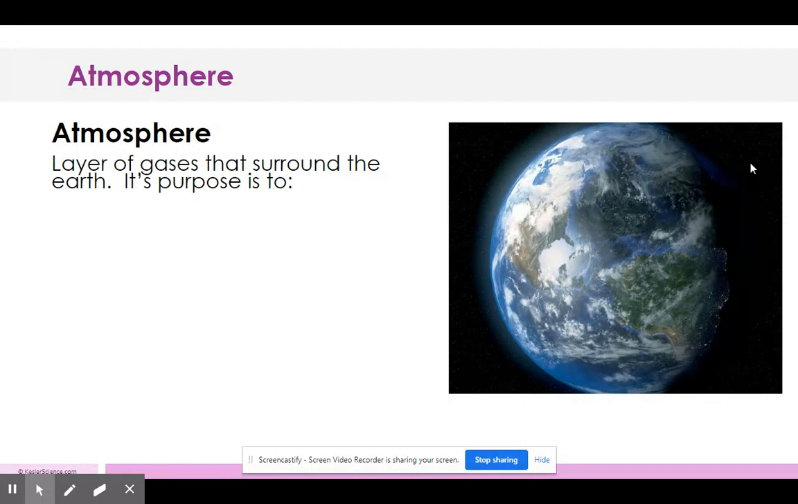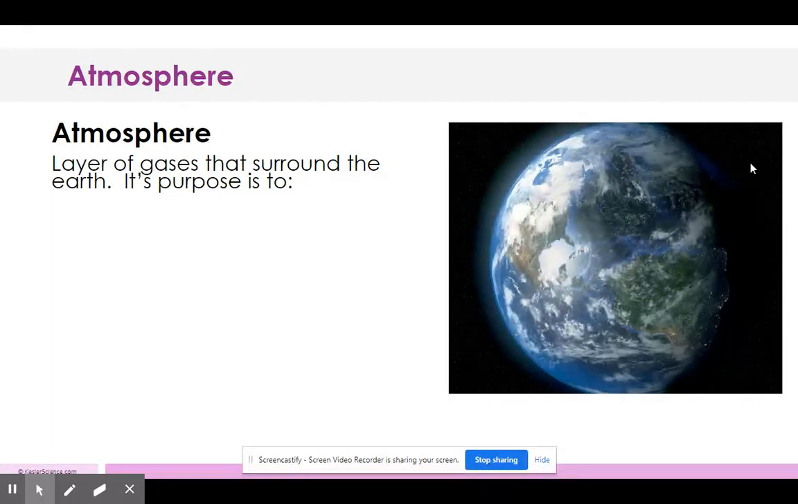All right, so atmosphere. The atmosphere is a layer of gases that surrounds the Earth. So your first blank, you could say layers of gases that surround the Earth. You could say atmosphere, you choose. I'm going to talk, you're going to fill in the blanks. Most of the time, all the words are going to be on the slide that goes onto your paper. Sometimes you'll just have to listen to me talk.